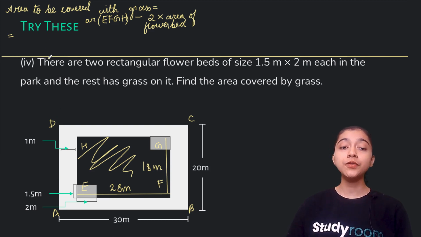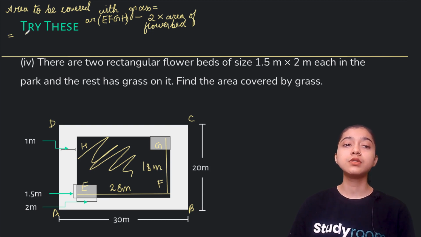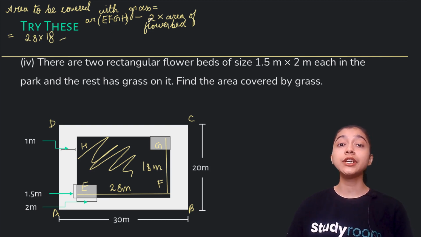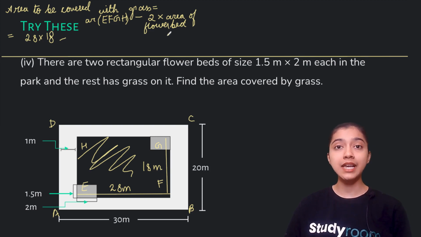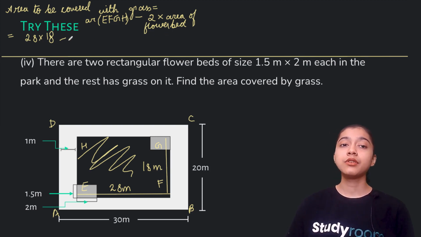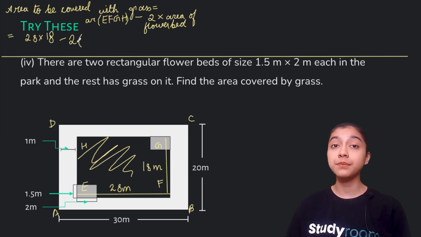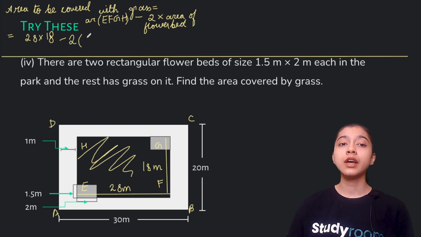So the area of EFGH will be length multiplied with breadth. So this gives us 28 multiplied with 18. So I'll write 28 multiplied with 18 is the area of EFGH. Now we have to calculate 2 times the area of a flower bed, because both the flower beds have the same dimension. So we'll write 2 times. Now the area of a flower bed will be the length of the flower bed multiplied by the breadth of the flower bed. So I'll write 1.5 multiplied with 2.